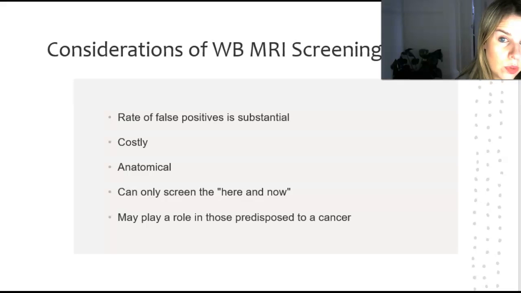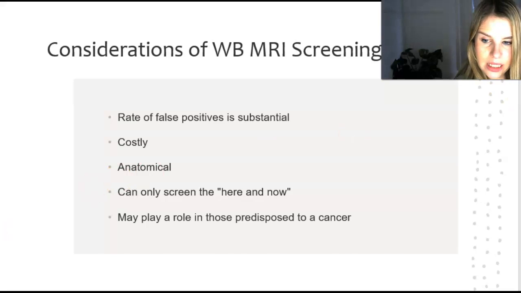One good thing, I suppose, about whole body MRI screening would be if someone is in a high risk group. So some patients do have genes that mean that they are more predisposed to cancer, and not just say the BRCA gene with breast cancer. Some people do have genes where they're more predisposed to lots of different types of cancers. So it could be that whole body MRI screening is of benefit to them.